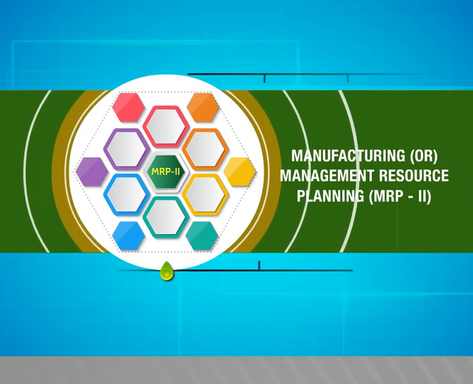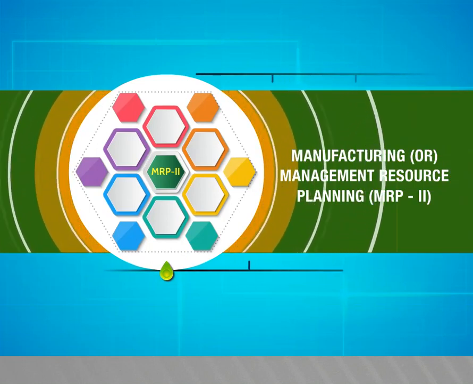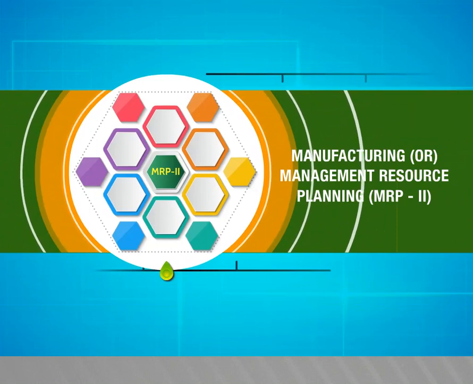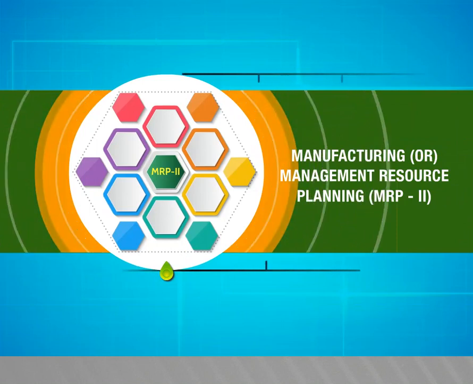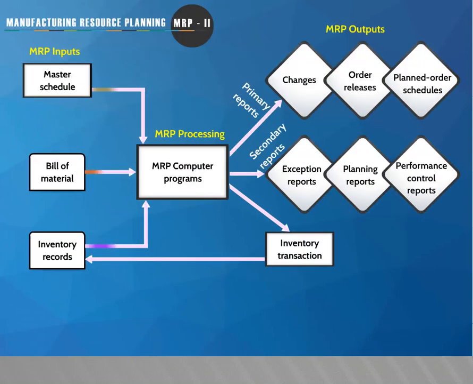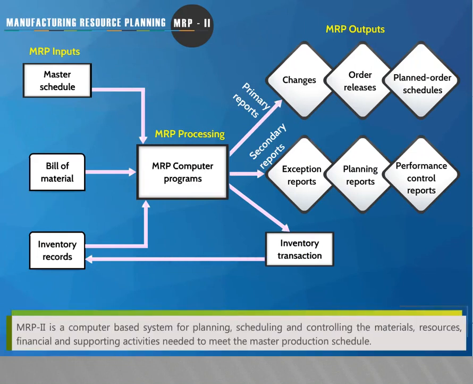Manufacturing Resource Planning, that is MRP-II. In this video, we are going to see about Manufacturing Resource Planning, that is MRP-II. MRP-II is a computer-based system for planning, scheduling and controlling the materials, resources, financial and supporting activities needed to meet the master production schedule.